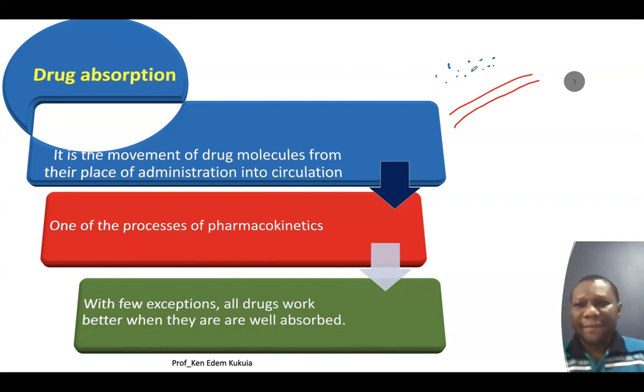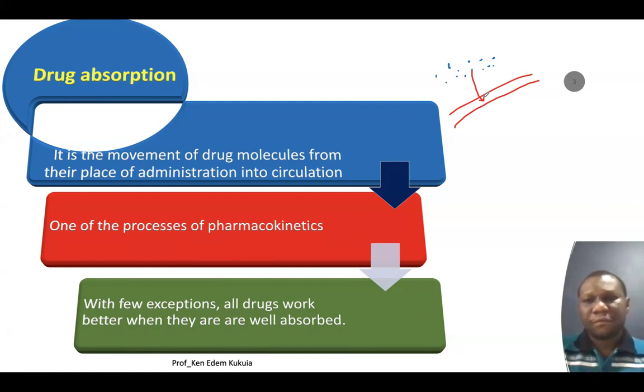Now, anytime the drug molecules make entry into blood circulation, or sometimes we consider the lymphatics, we say that drug absorption has occurred. So simply, drug absorption is the concept that explains how drugs move from where they were administered into circulation. So when a drug moves from where it is administered and makes its entry into circulation, we say that absorption has occurred.